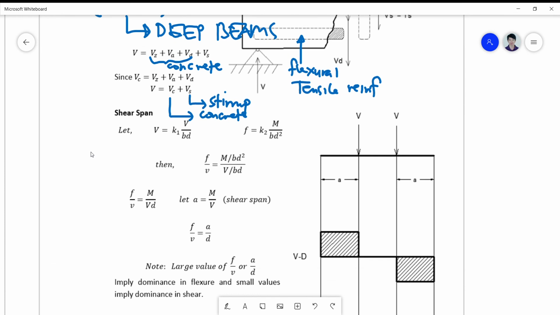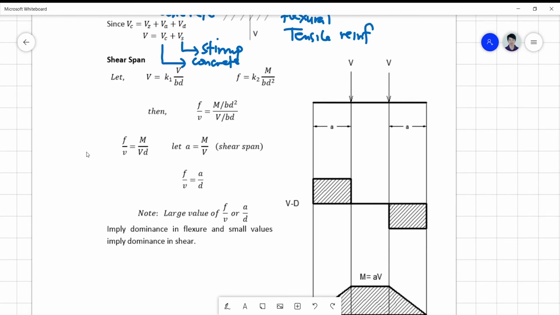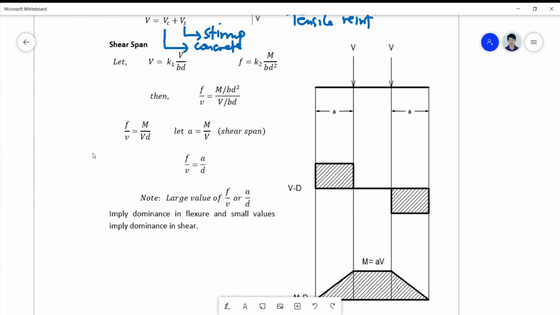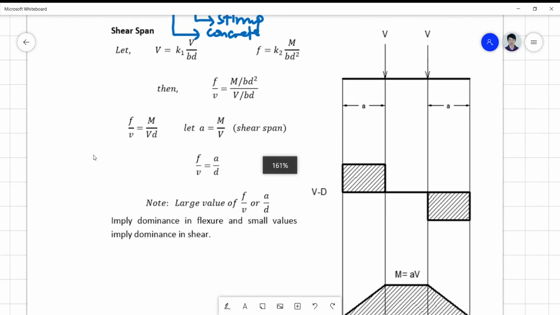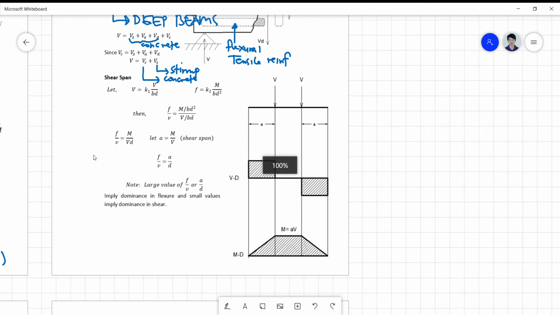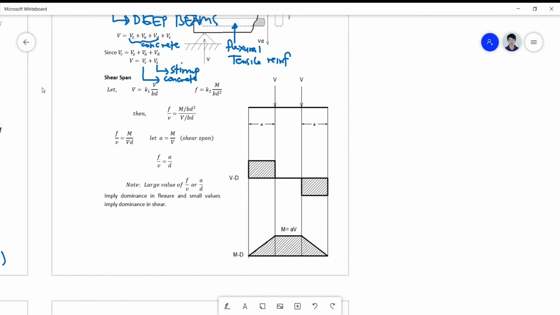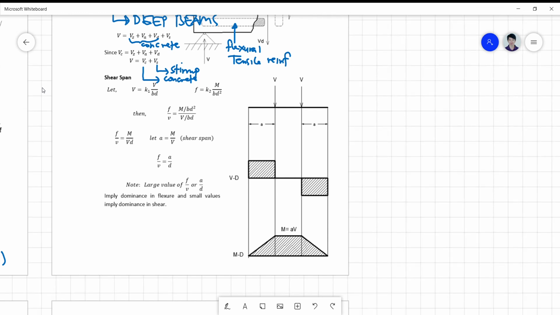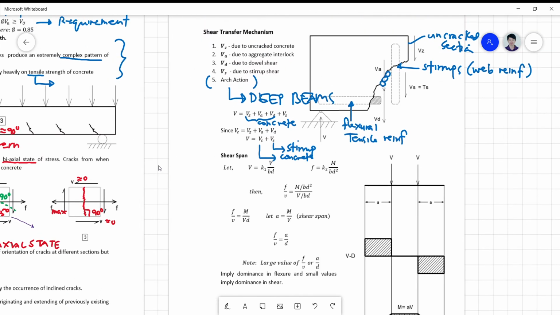Okay, let's talk about some concepts on shear span, maybe after a short break. So I will cut my lecture here to accommodate some concerns if there are any. Okay, so I'll see you on the next video.